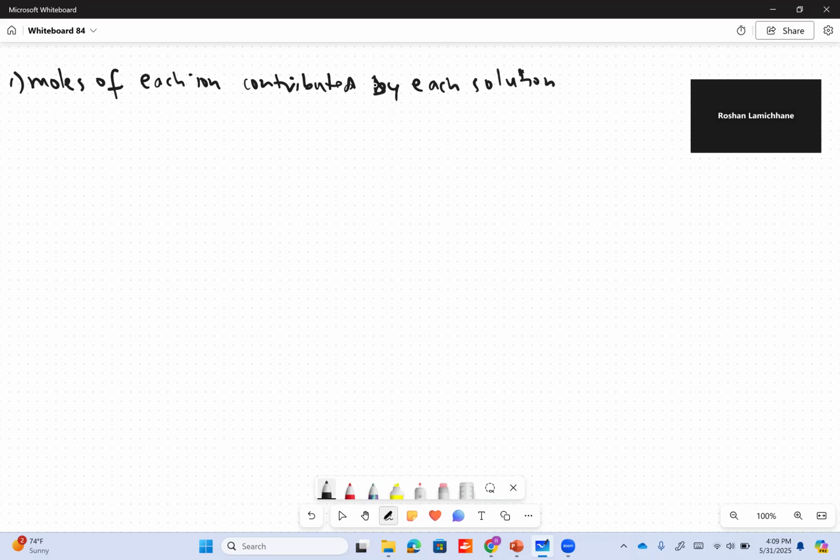All right. So the first step, what I'm going to do is figure out the moles of each ion contributed by each solution, right? Because remember, I had two solutions. First one was NaCl. So this is my NaCl.